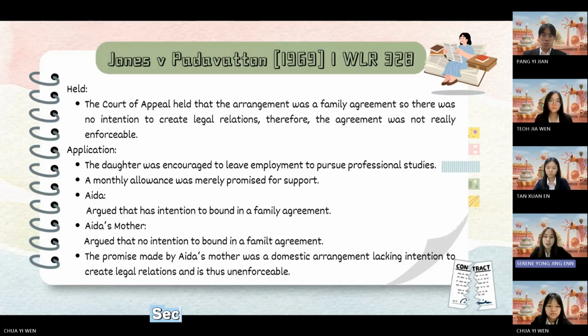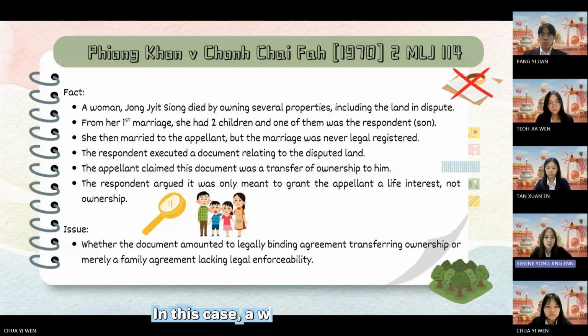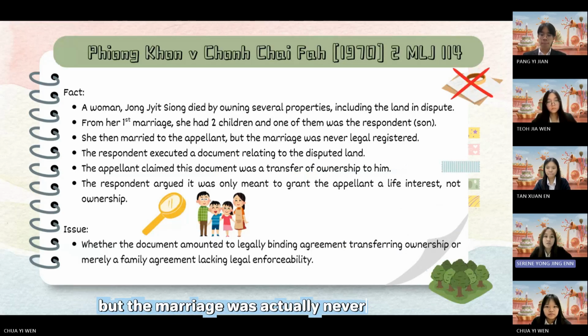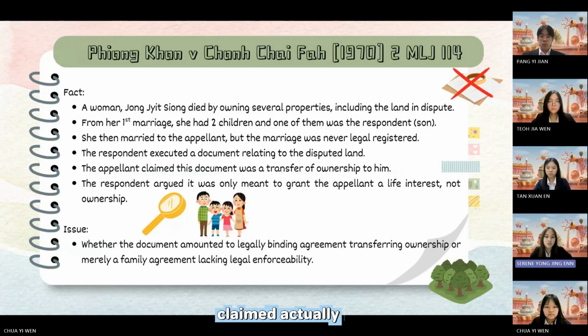Secondly, we can look into the case of Pyong Kon against Chong Chai Fa, a Malaysian case about a domestic agreement as well. In this case, a woman, Jong Shit Song, died owning several properties, including the land in dispute. From her first marriage, she had two children and one of them was the respondent, a son. She then married the appellant, but the marriage was never legally registered. The respondent executed a document relating to the disputed land. The appellant claimed that this document was a transfer of ownership to him. The respondent argued that it was only meant to grant the appellant a life interest, not ownership.